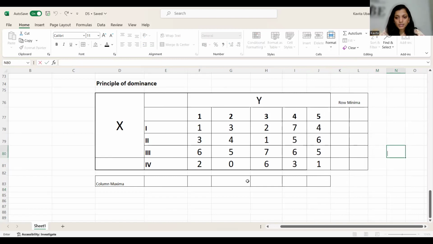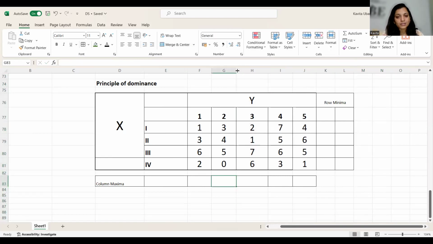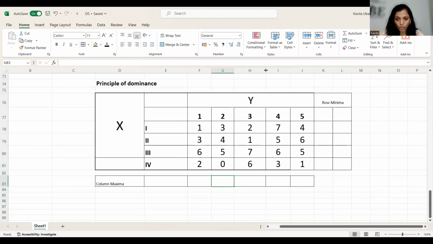In this case, if you get a saddle point for that particular matrix and you are asked to apply the principle of dominance only, then you can apply the principle of dominance also. You may get a saddle point and again apply the principle of dominance, but the value of the game must be equal to the saddle point value. Okay, then you can say that your method is correct and your answer is correct. The value of the game is always equal to the saddle point value, whatever it is.